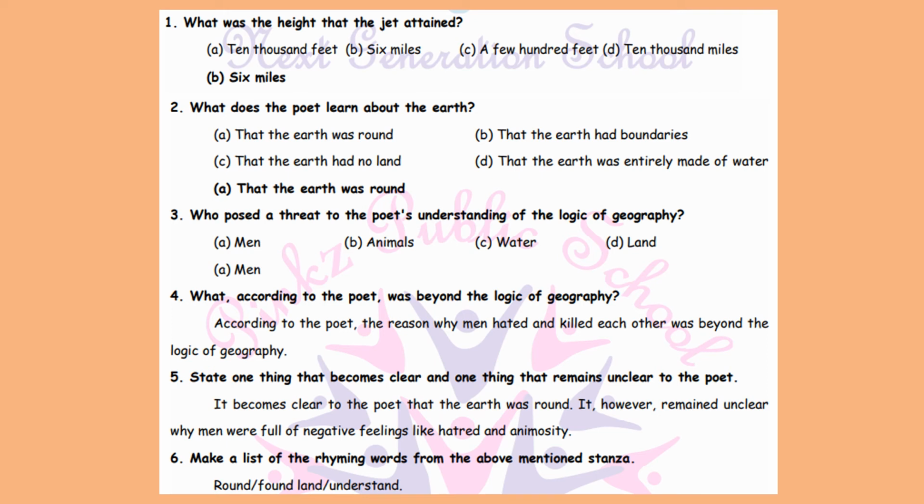State one thing that became clear and one thing that remained unclear to the poet. It becomes clear to the poet that the earth was round. It, however, remained unclear why men were full of negative feelings like hatred and animosity. Make a list of the rhyming words from the above mentioned stanza. They are round, found, land, understand. So, this is all about this stanza.